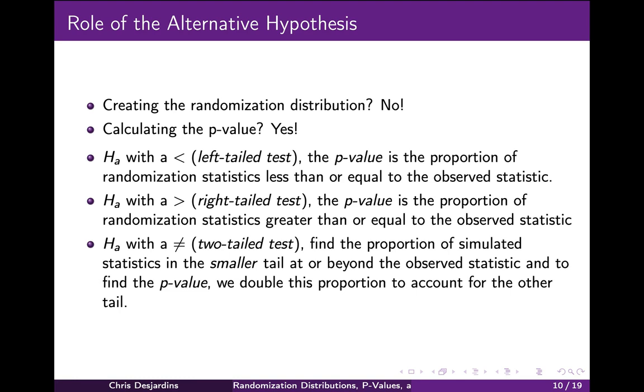For a randomization distribution, we calculate the p-value as the proportion of randomization statistics less than or equal to the observed statistic. When the alternative hypothesis contains a greater than sign, this is called a right-tailed test. For a randomization distribution, we calculate the p-value as the proportion of randomization statistics greater than or equal to the observed statistic. Finally, when the alternative hypothesis contains a not equal to sign, this is called a two-tailed test. For a randomization distribution, we locate the observed statistic and calculate the proportion of randomization statistics in the smaller tail. The p-value is then calculated by doubling this proportion.